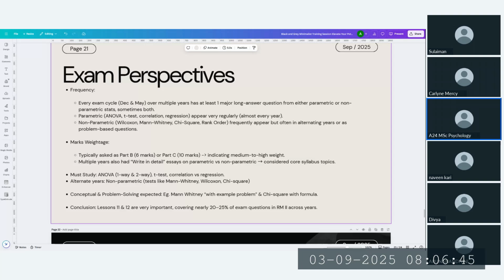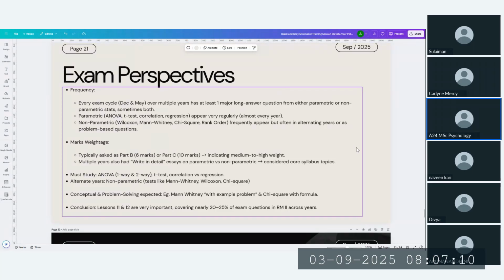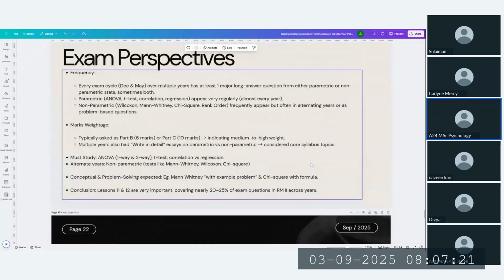Alternate years, you get questions from what we will cover in the next class. That is day after tomorrow, God willing. So we might have problems if they give data with an example problem. They might give from ANOVA. They might give primarily a regression because that's the easiest to administer in an exam setting. So net takeaway, lessons 11 and 12 are very important. They cover about 20 to 25% across the years. So now we have come to the end of our class.